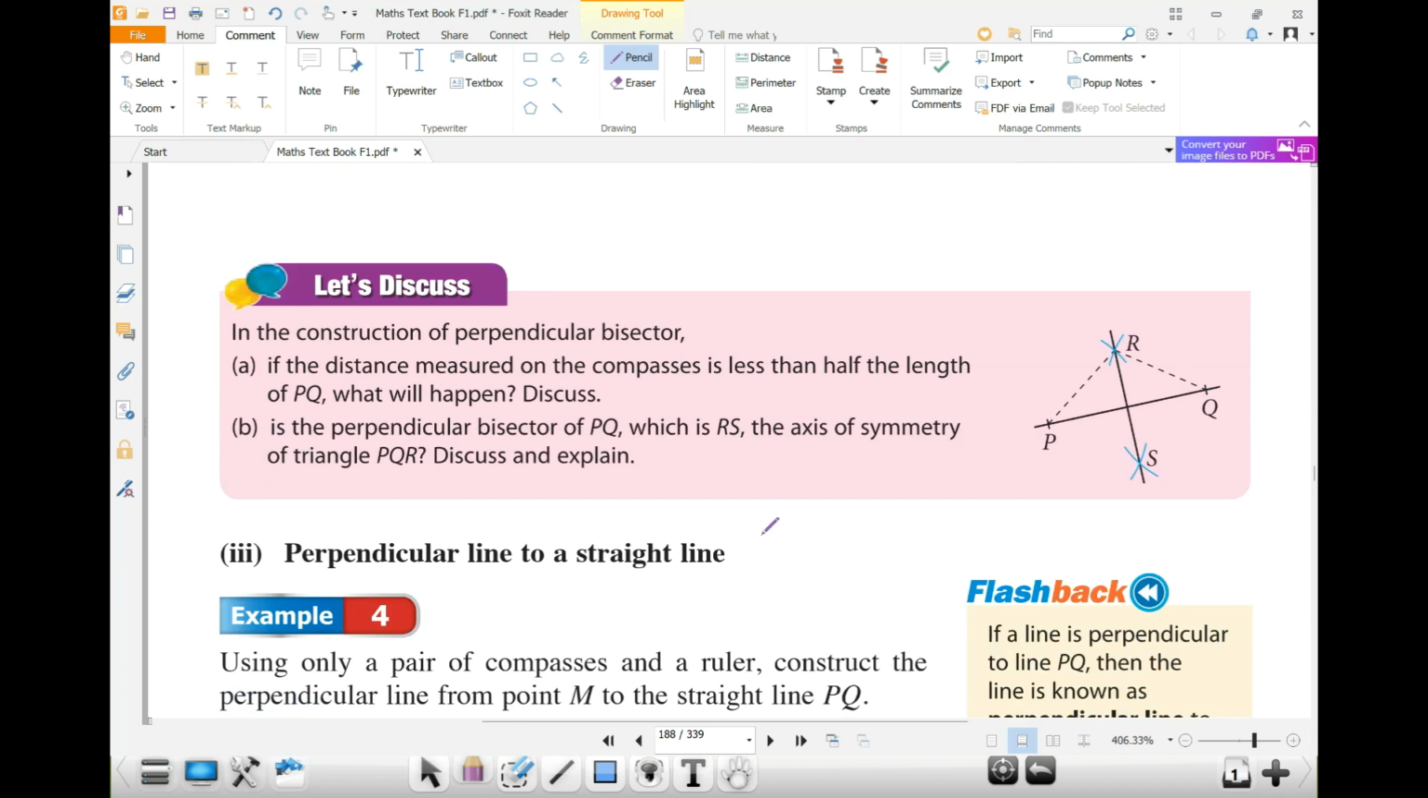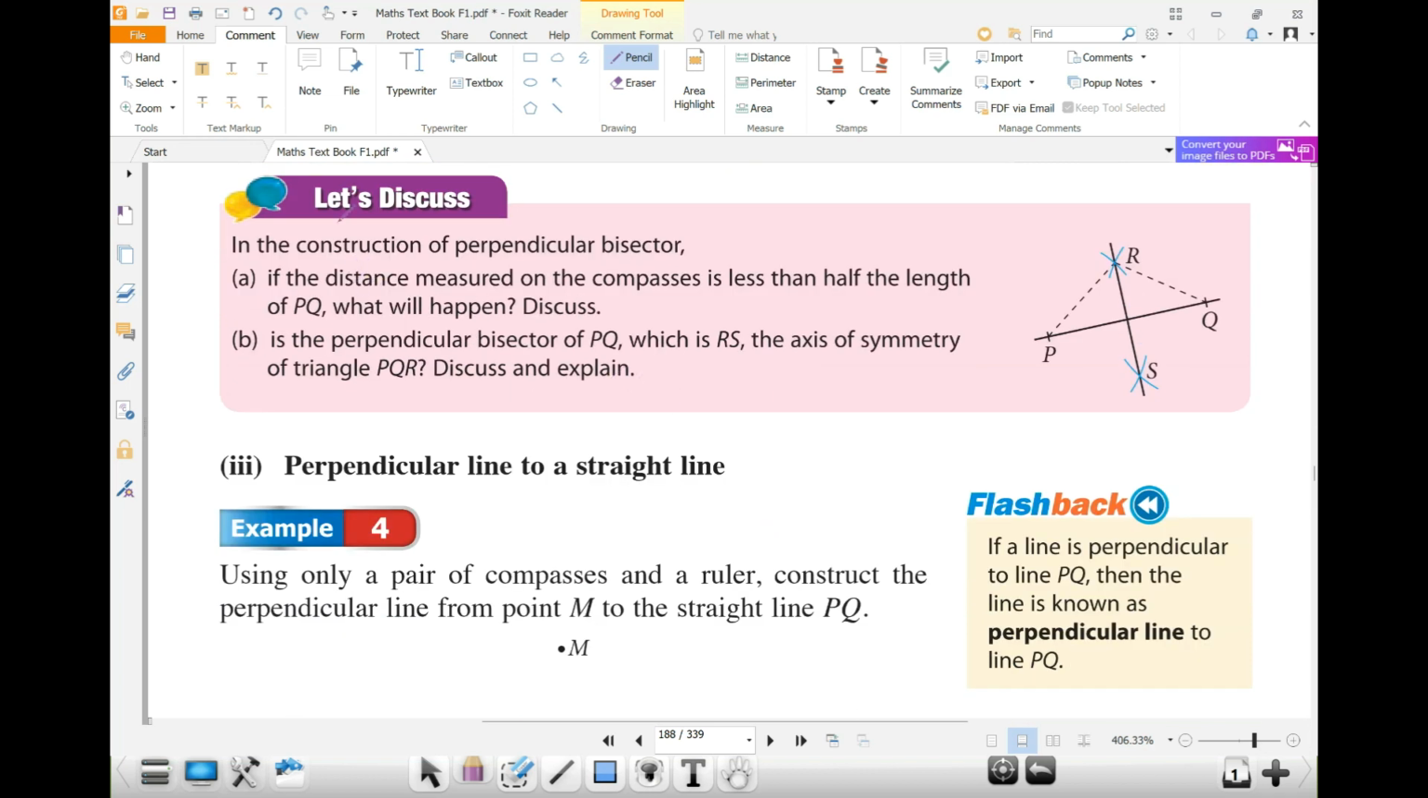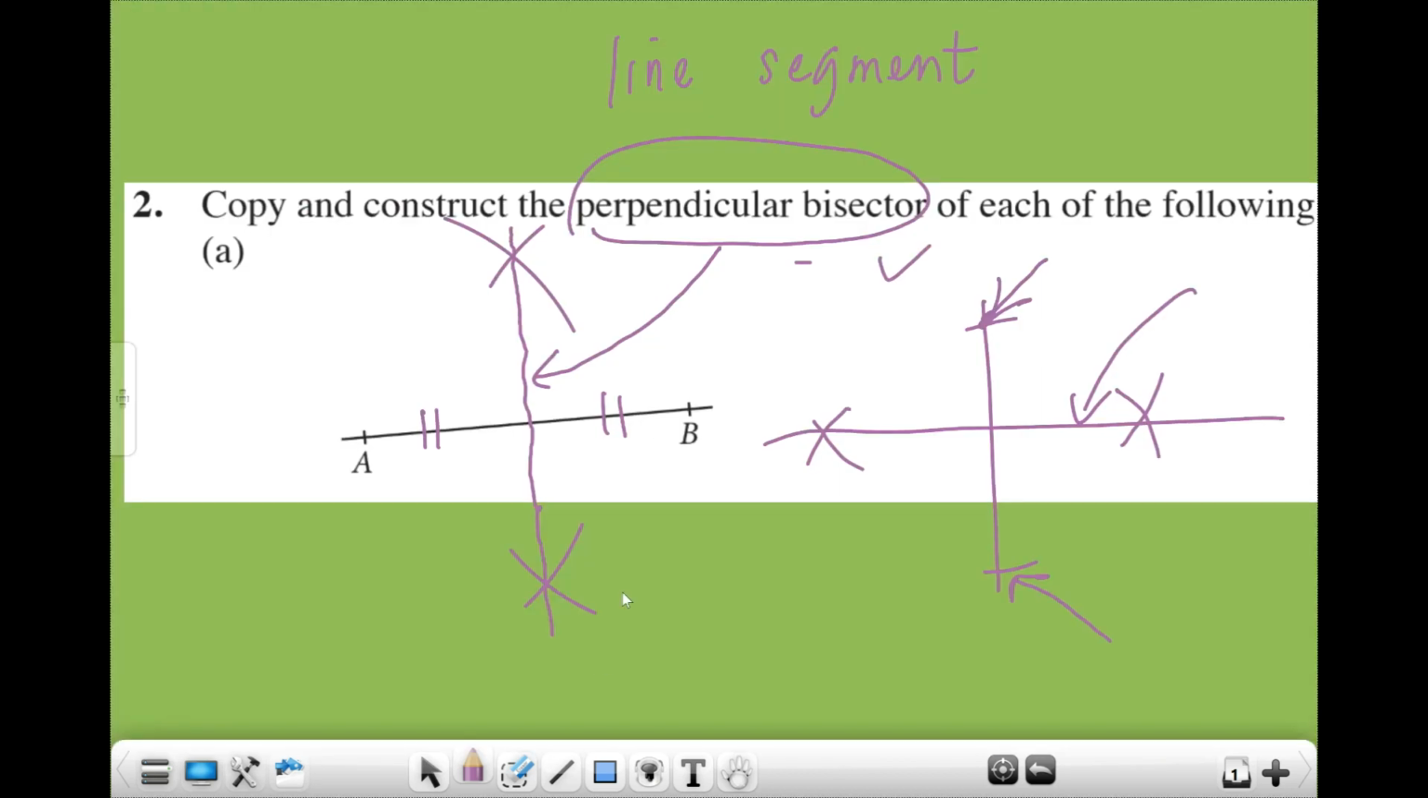In the construction of a perpendicular bisector, if the distance measured on the compasses is less than half of the length of PQ, what will happen? Do you know anything? What will happen if it is less than half of the length? Like just now, we have this AB over here. You see, I rub off everything.